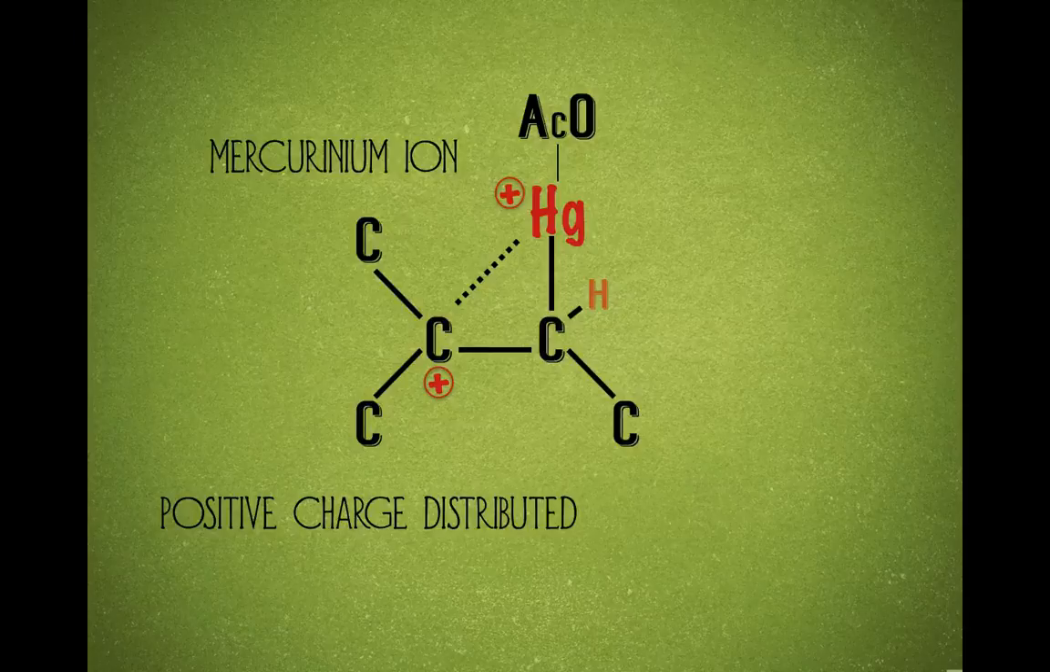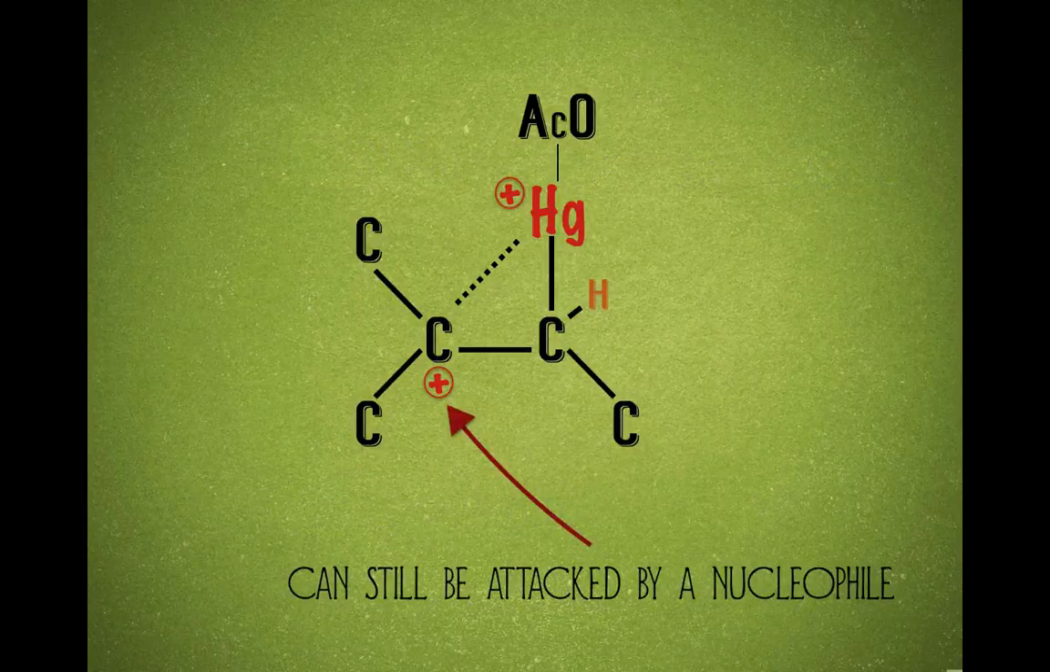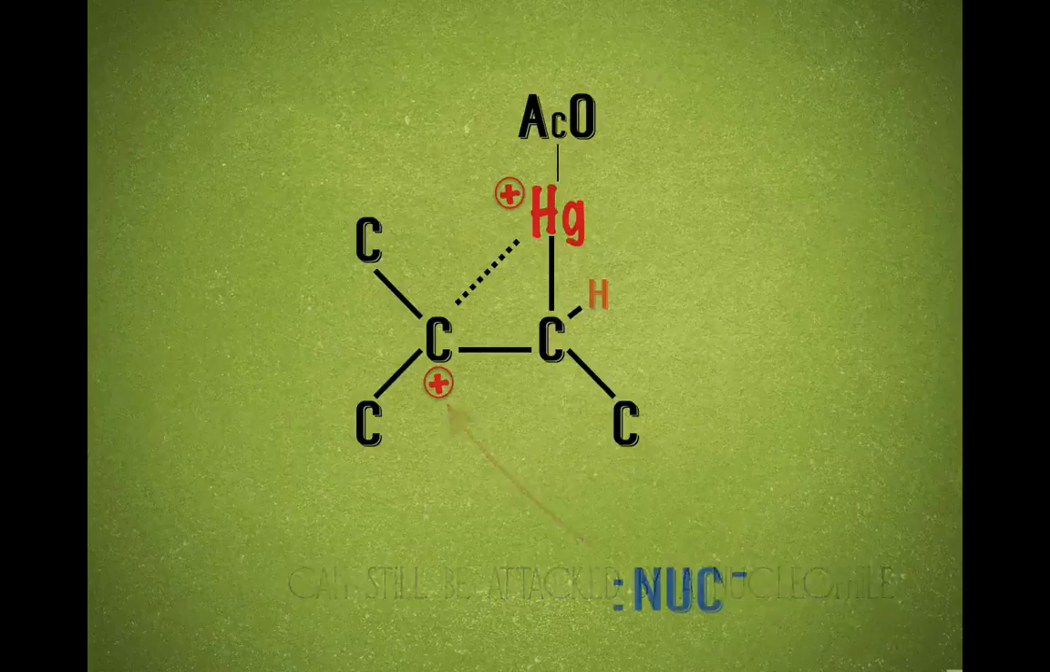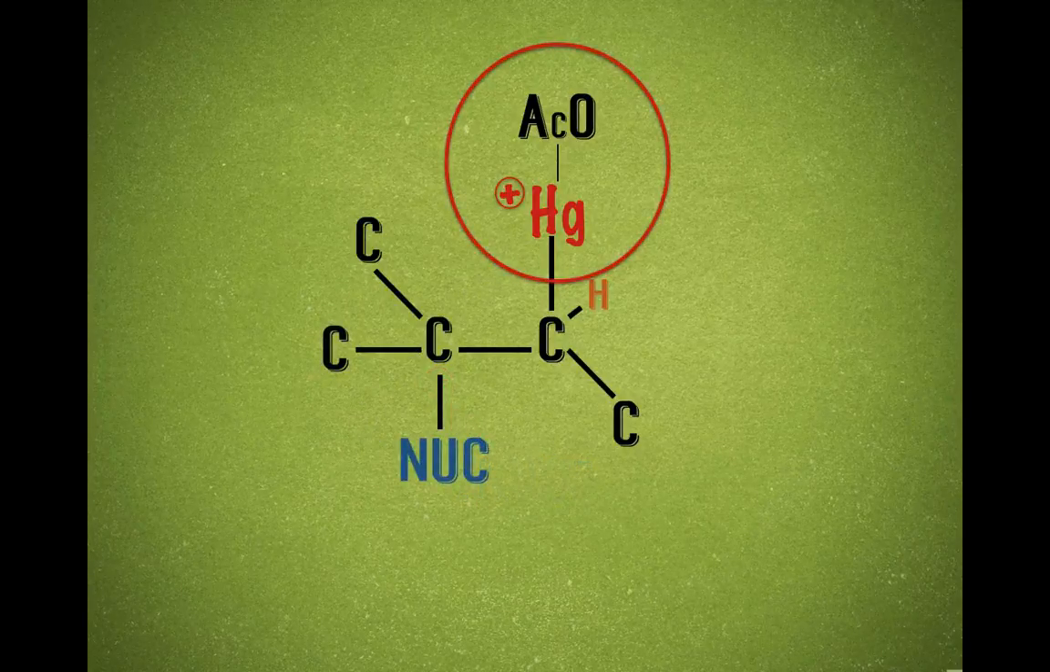Now you'll notice that the positive charge is distributed. That keeps it fairly stable, and it prevents carbocations, which you don't want. But it can still be attacked by a nucleophile from the opposite end of the molecule, because the other end is pretty much occupied by that mercurium ion. And that's exactly what happens. A nucleophile that has a negative charge will be attracted to that positive charge, and it will create a bond. So now you have a nucleophile bonded to that carbon. You're getting closer to the desired effect, but the problem is that we still have the mercury cation attached to our carbon.